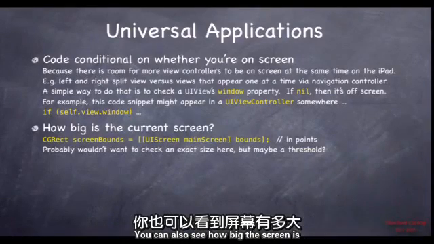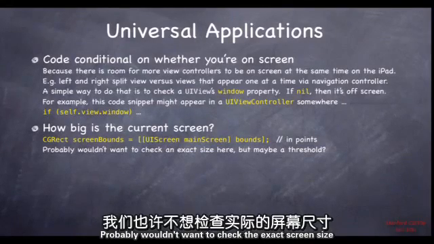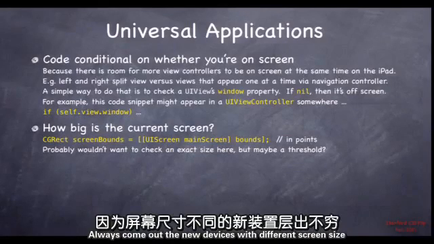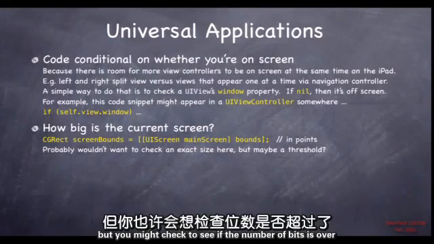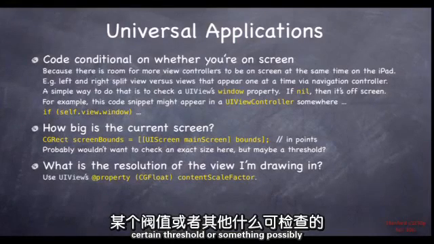You can also see how big the screen is. This is probably somewhat of a last resort. Probably wouldn't want to check exact screen size. They're always coming out with new devices with different screen sizes. But you might check to see if the number of bits is over a certain threshold or something, possibly.